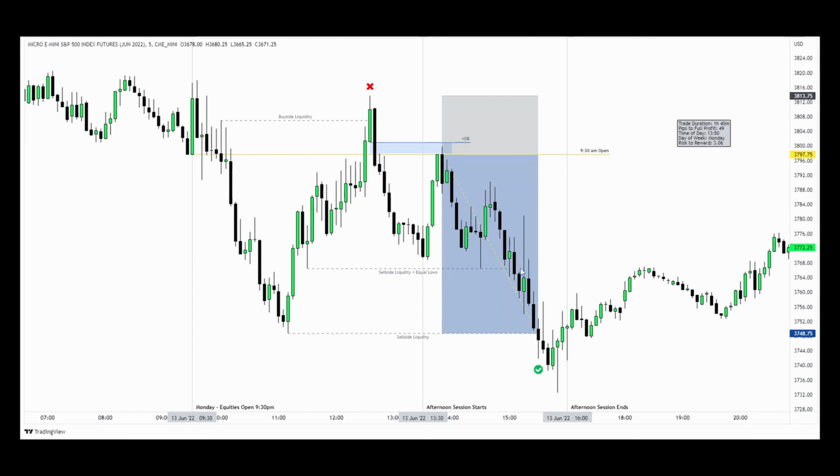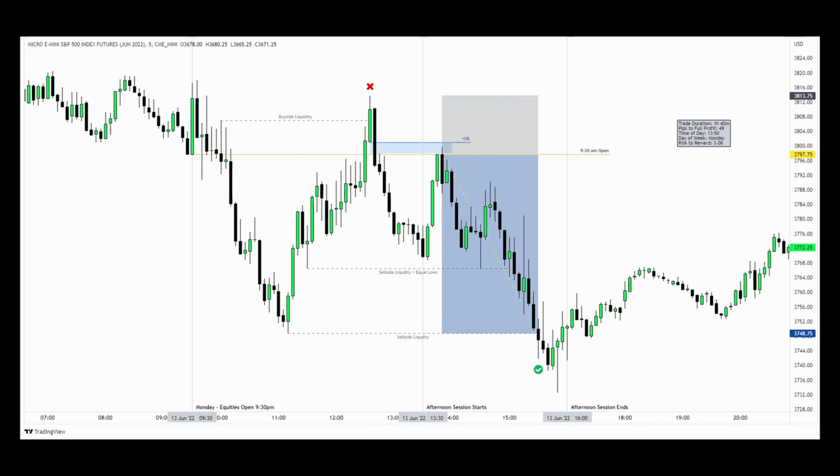We are taking our first partials below those equal lows here, and finally price is trading lower into a discount and is hitting our full profit target. You can see here that price measured from this swing high to the swing low is also in a short-term premium.